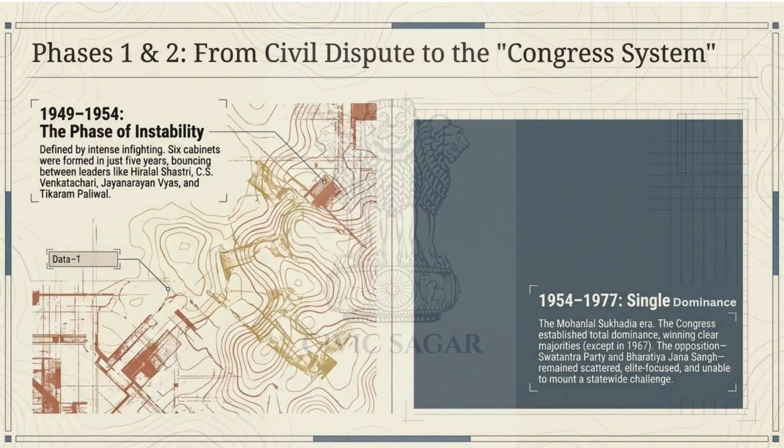The early years between 1949 and 1954 saw high instability. 6 different cabinets rotated through office in just 5 years, led by key figures like Hiralal Shastri, C.S. Venkatachari, J. Narayan Vyas, and Tikaram Paliwal. Stability arrived in 1954 with Chief Minister Mohanlal Sukhadia. This ushered in over 2 decades of single-party dominance, where opposition parties like the Swatantra Party and Jana Sangh remained fragmented and unable to challenge Congress statewide.